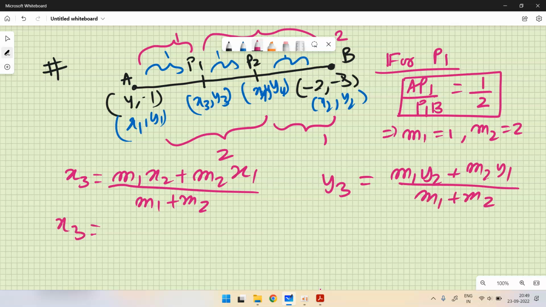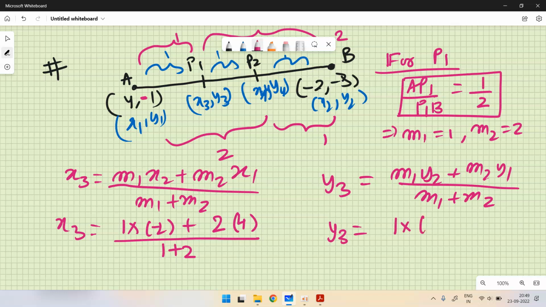Now what is X3? M1 is 1 into X2. X2 is minus 2, plus M2, M2 is 2, into X1. X1 is 4, by 1 plus 2. What is Y3? M1 is 1, Y2 is minus 3, plus M2, M2 is 2, and Y1 is minus 1, by 1 plus 2. Something like that.